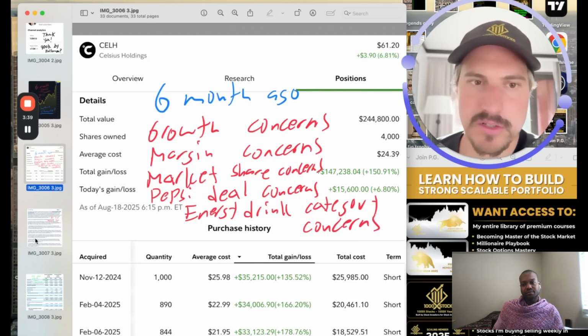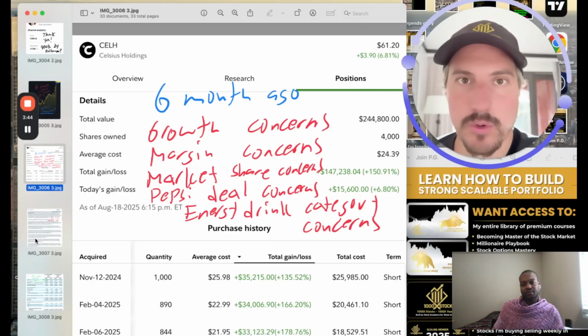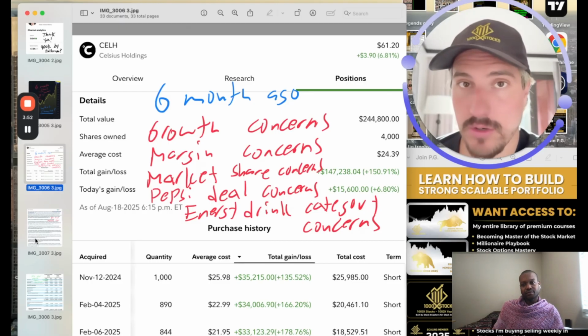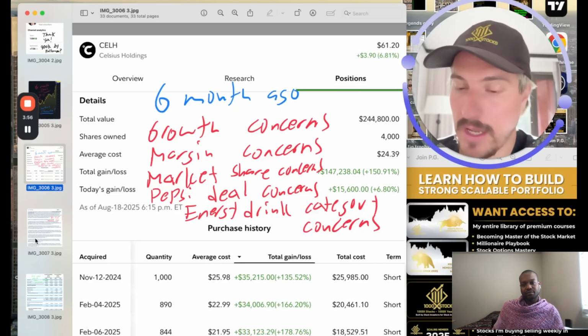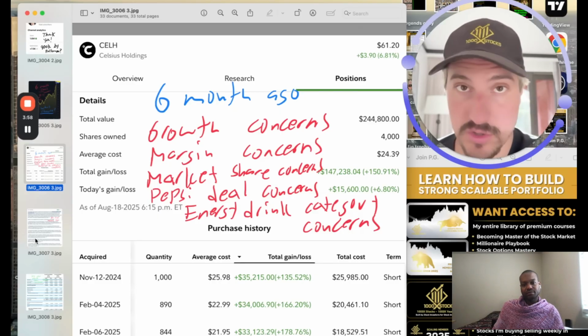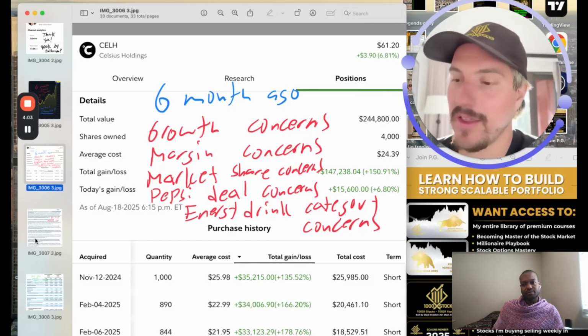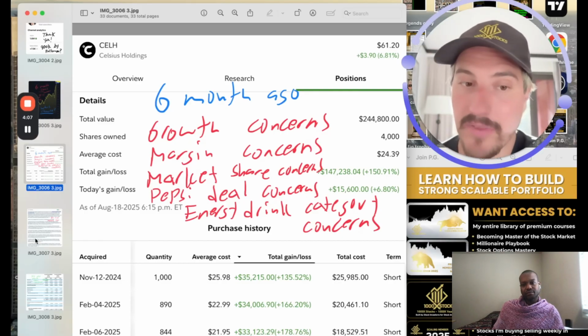6 months ago with Celsius, there was a lot of growth concerns from Wall Street and from investors. They were scared about revenue growth of this company. There were also margin concerns and where the margins of Celsius were headed. Additionally, there were market share concerns. How much market share is Celsius going to be able to get of the energy drink category or not? Additionally, there were Pepsi deal concerns as well. From when they did the Pepsi deal, Pepsi ordered way too much inventory. They boosted the numbers way too high in 2023. So it was all those questions about that, okay?